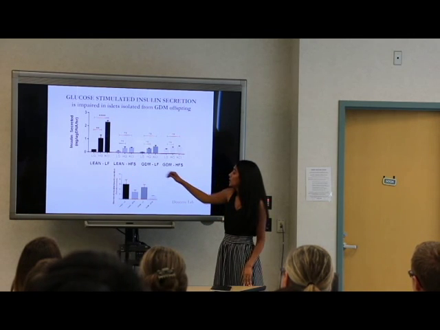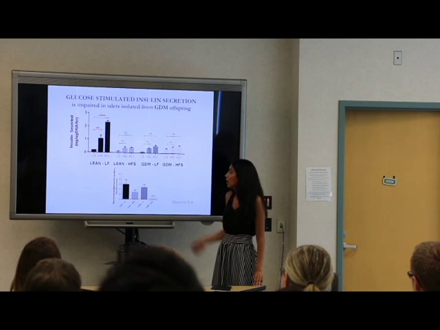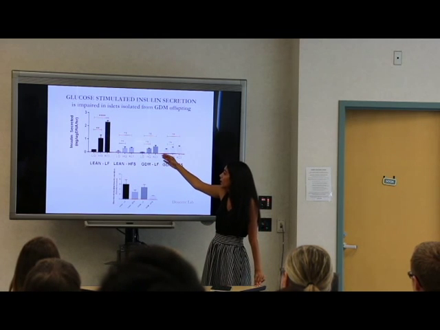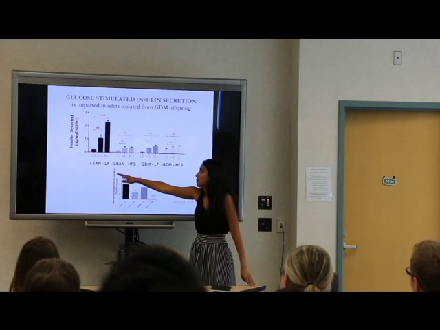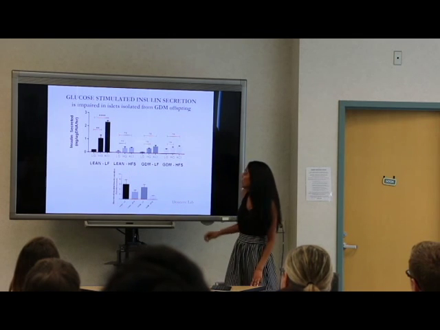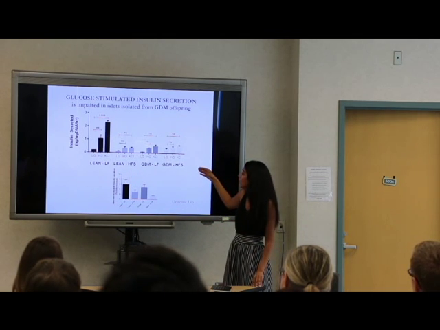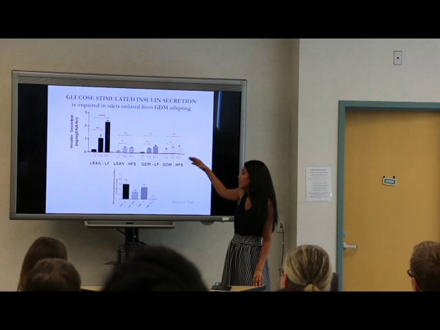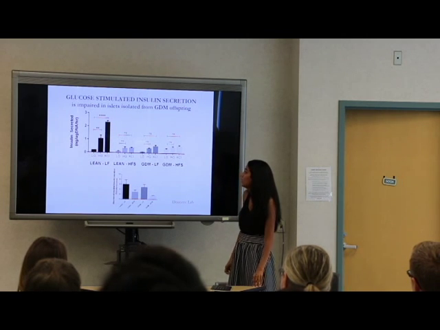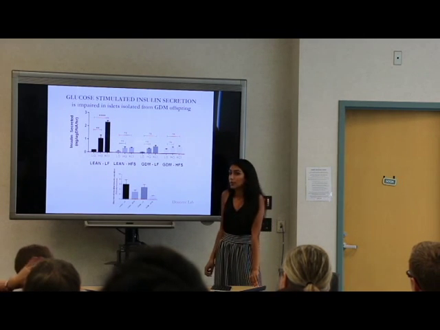And then our offspring born from a GDF mom on a low-fat diet, again, are increasing their insulin secreted in response to high glucose, but again, not nearly to the same degree as our control group. And then our offspring from a GDF pregnancy on a high-fat sucrose diet show a slight increase in insulin secreted in response to the high glucose stimulus.